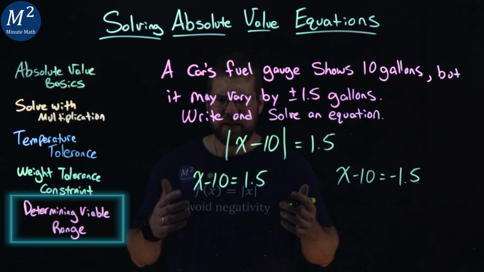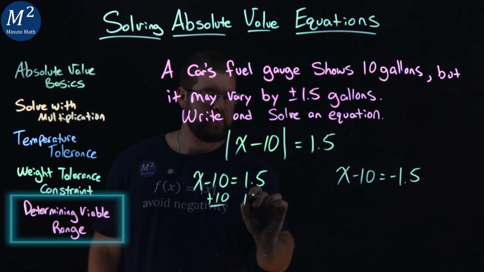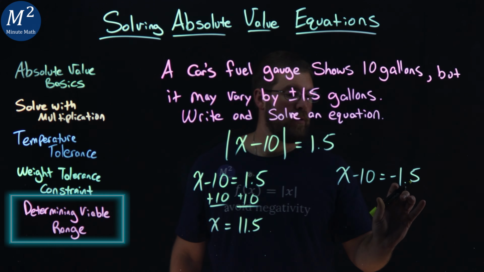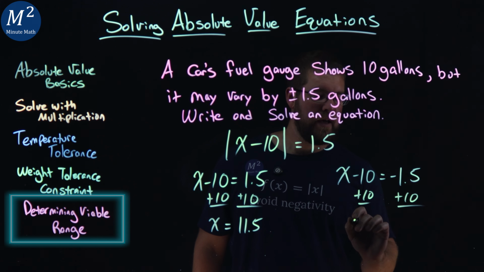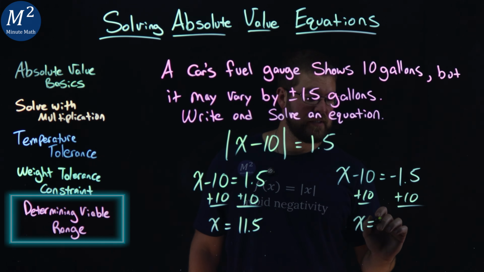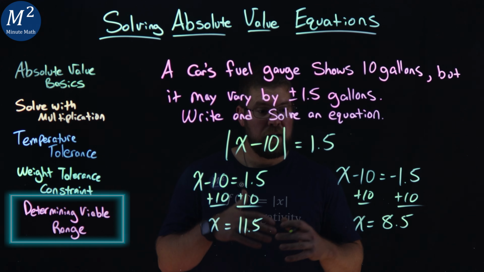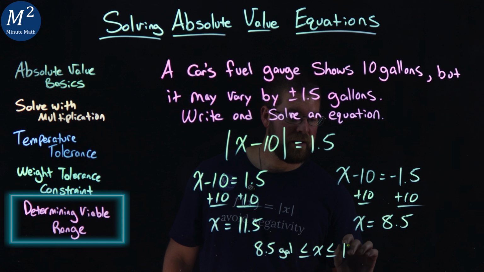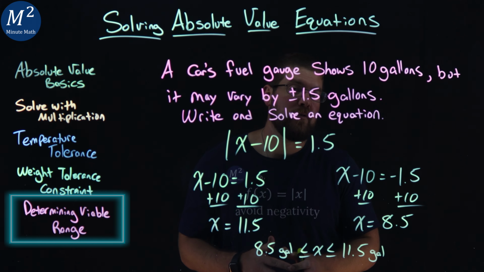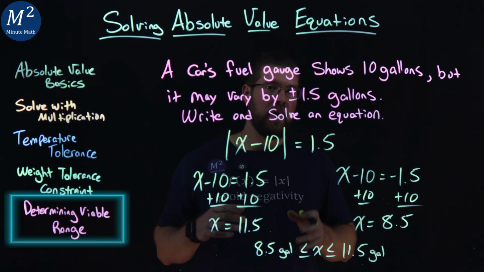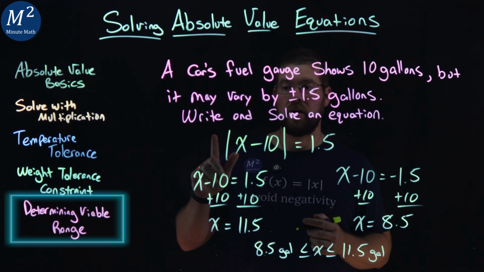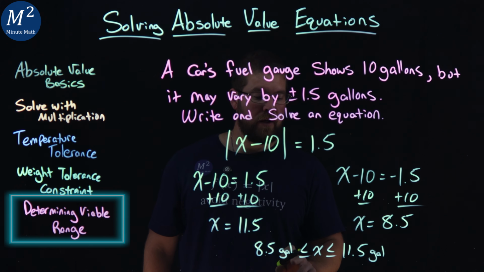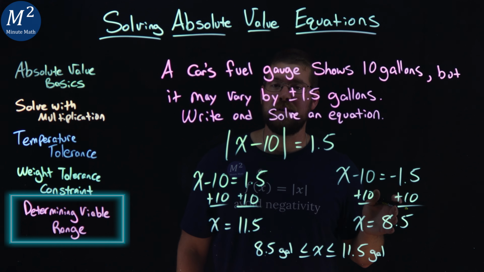Now from here, we're solving for x. Left side first. We add a 10 to both sides of the equation, and x equals 1.5 plus 10, which is 11.5. On the right, we're going to add a 10 to both sides of the equation here, and x equals a negative 1.5 plus 10, which is a positive 8.5. So we can represent this as a range: 8.5 gallons is less than or equal to x, which is less than or equal to 11.5 gallons. And this tells us the range of values for the gallons that could be in the car that are still within our acceptable tolerance here. So again, our equation, absolute value of x minus 10 is equal to 1.5, and our range of values solving this is 8.5 gallons is less than or equal to x, which is less than or equal to 11.5 gallons.